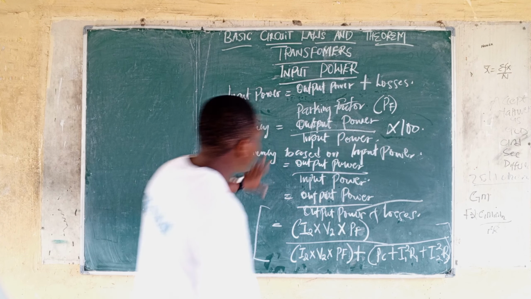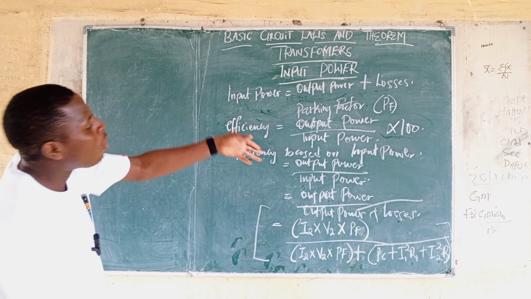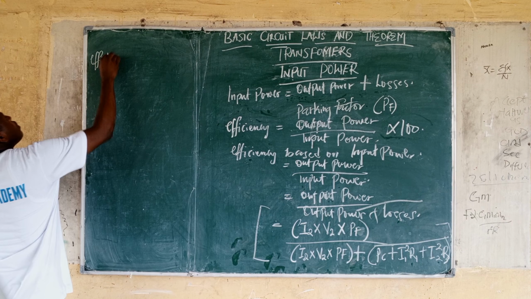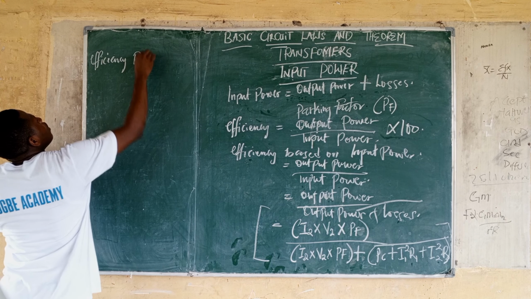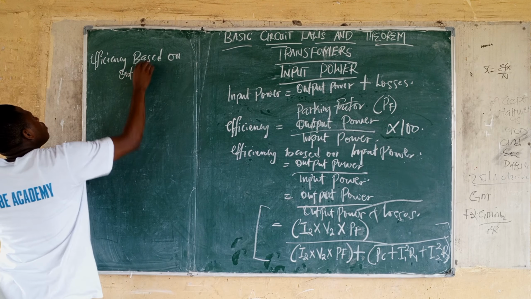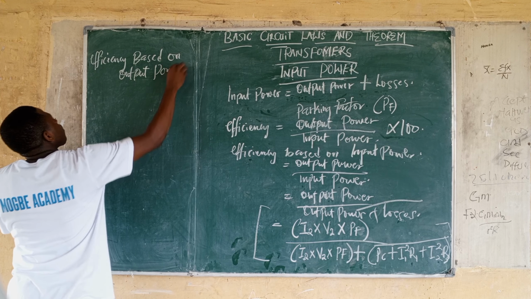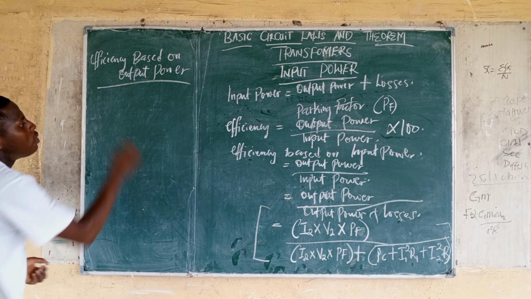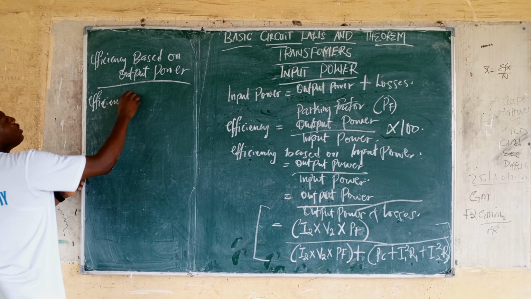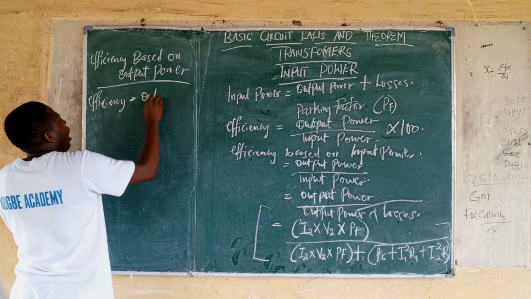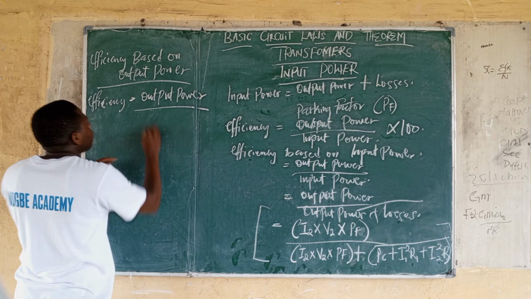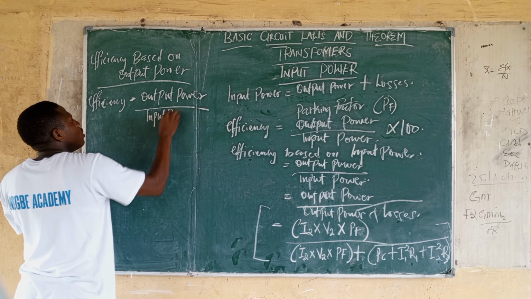So we've succeeded in calculating for efficiency based on our input power. Let's calculate for efficiency based on output power. So the next one is efficiency based on output power. Now, look at our efficiency formula. We know that our efficiency is equal to output power divided by input power.